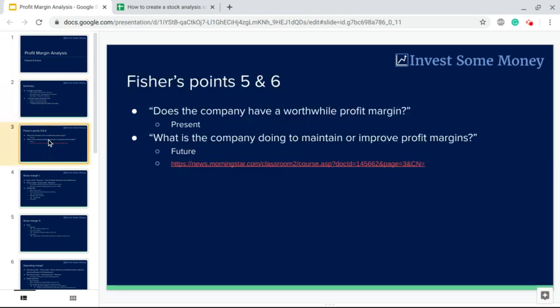Let me skip the slide through here. Actually, it covers Fisher's points 5 and 6, which summarized are: does the company have a worthwhile profit margin? That addresses the present. And what is the company doing to maintain or improve profit margins? That has to do with the future. So there's a link here.